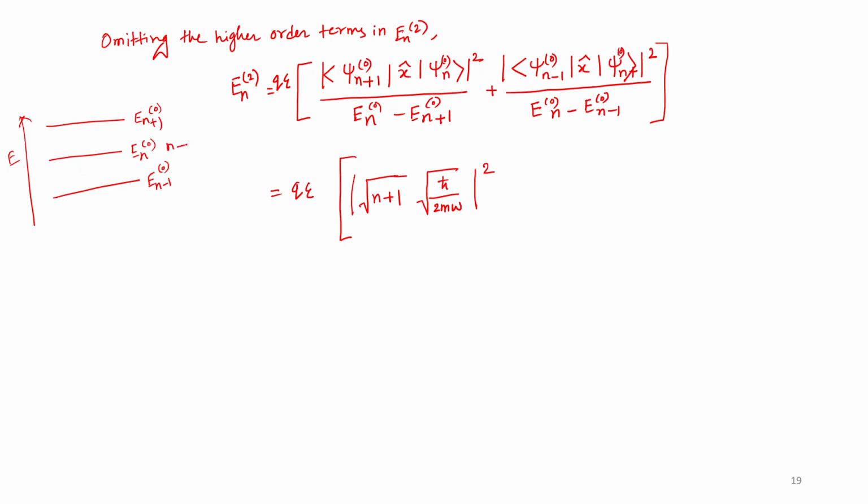So this is (n + 1/2) h omega, or you can say h naught, h nu. What about this? This is n plus half plus 1, n plus 1 plus half, right? Something like that, h nu. This is n minus half, h nu, right?